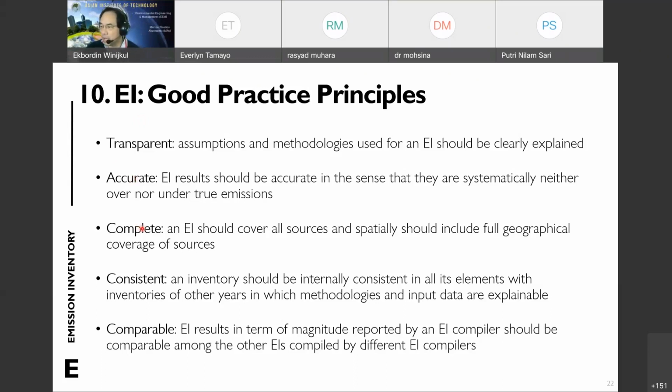And then it needs to be complete, meaning that it should cover all of the sources that are important in your study area. And then the next one is it needs to be consistent, meaning that the inventory that you develop maybe for this year or maybe for this location needs to use the same method as when you developed it in the previous year, or maybe that you developed for the other location, so that you can compare the data among different studies. And then it needs to be comparable, meaning that when you develop the emission inventory, it needs to be compared with other studies.